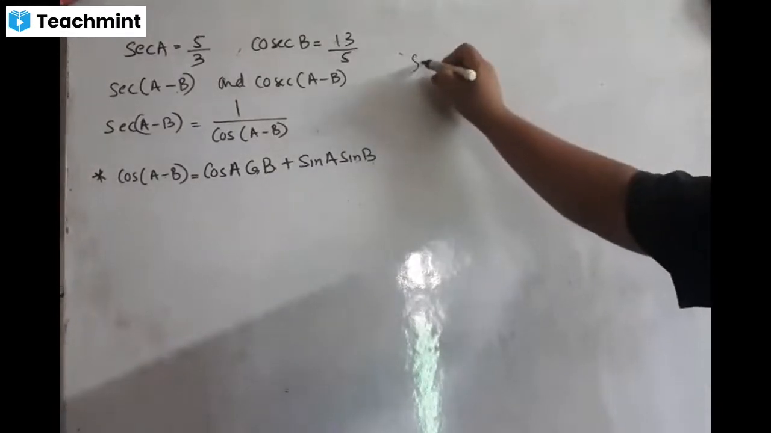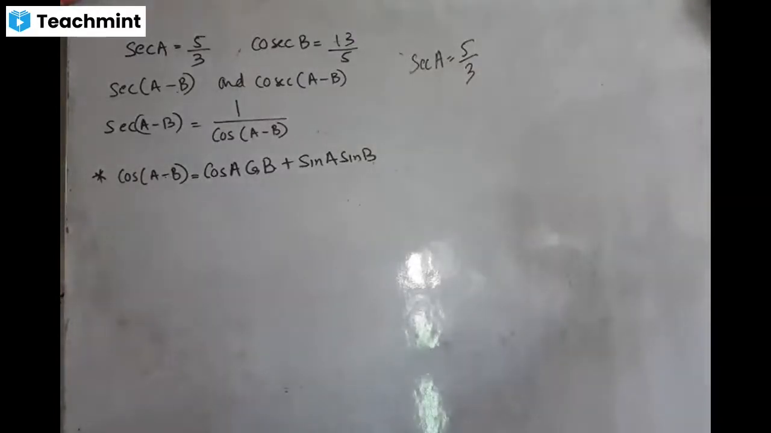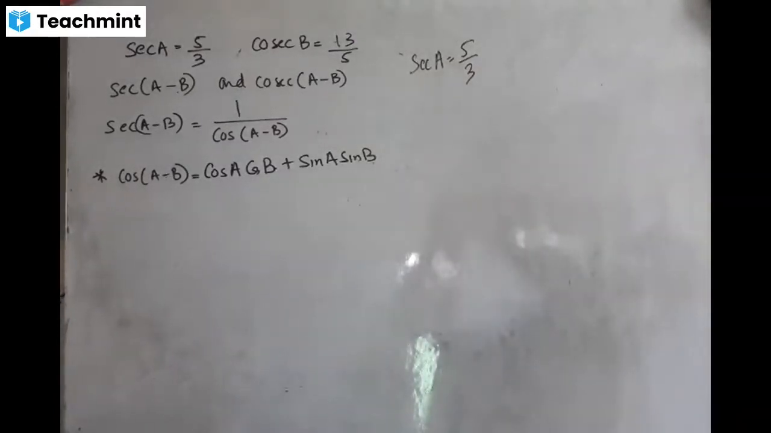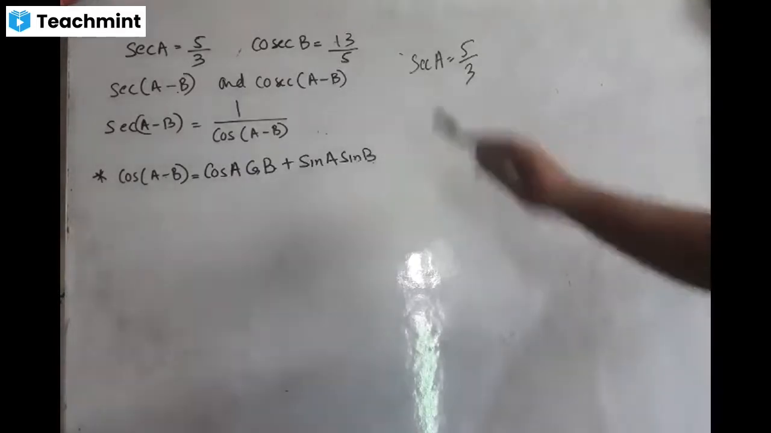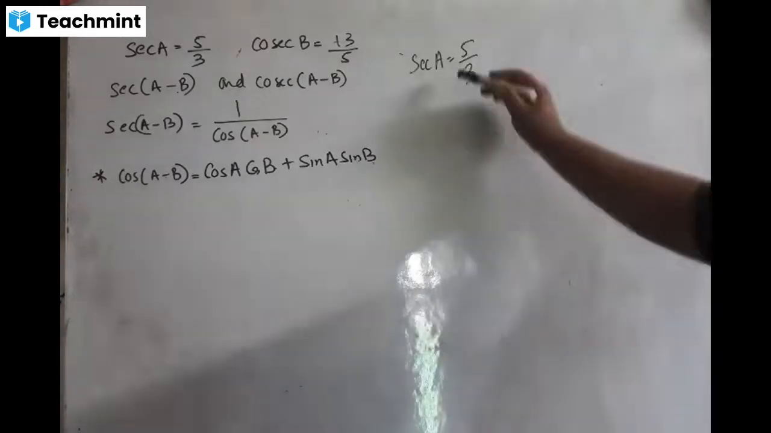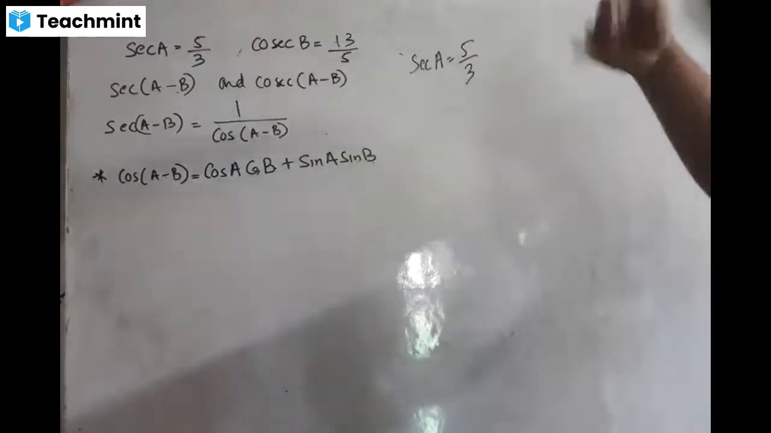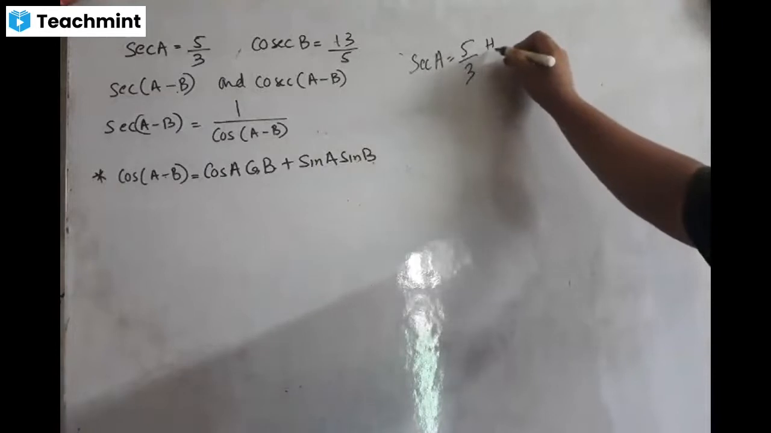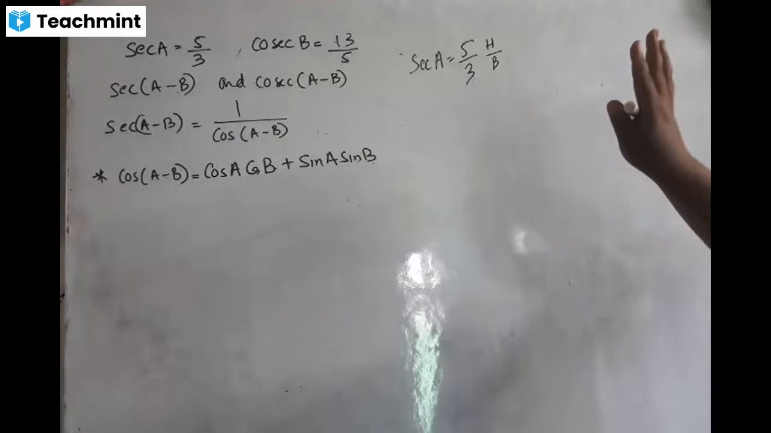Sec A is given. Sec A is 5 by 3. You know that the relation which I told you is applicable only for three ratios: sine, cos, and tan. Some people have curly brown hair turns permanently black. But this is sec, so sec is the reciprocal of cos. What is cos? Curly brown hair. So this is your base and this is your hypotenuse for cos. But this is sec, so it's just going to be reciprocal. That means this is going to be the hypotenuse and this is going to be the base. Curly brown hair. Is that okay, everyone?